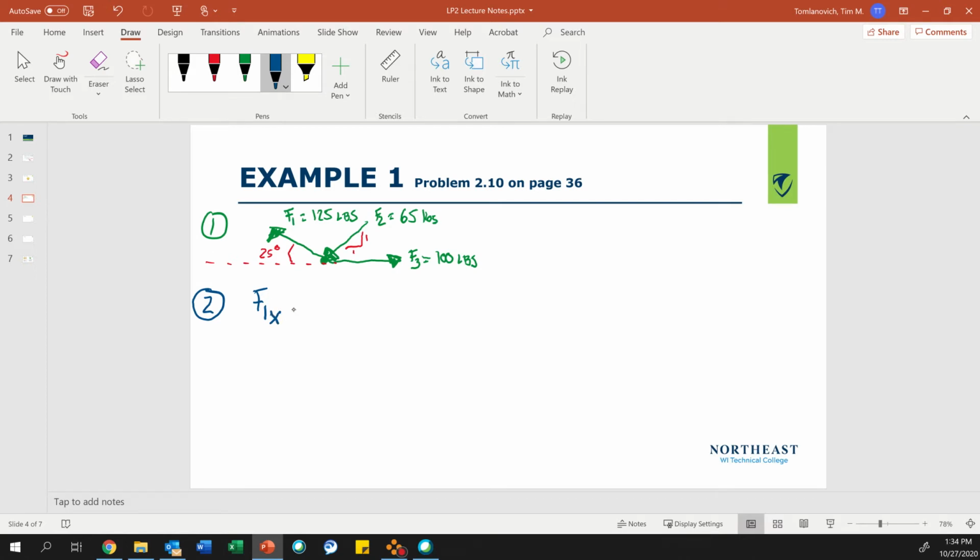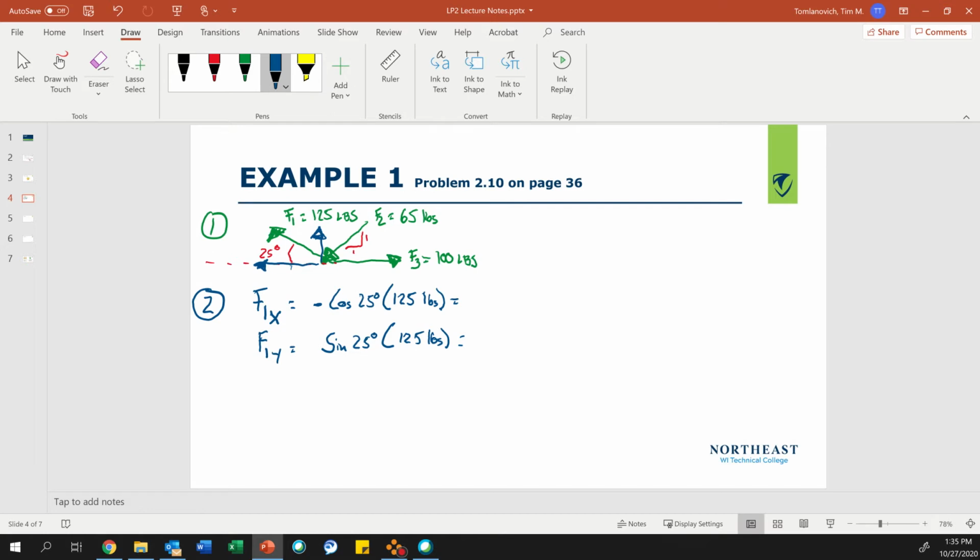They call F1x equals negative, because if I look here, here's x, here's y. So the sense of my x force is negative. Negative cosine of 25 degrees times my hypotenuse, 125 pounds. F1y, the force in the y direction, is positive, okay? Because my blue vectors here surround my F1 resultant vector. So that's sine of 25 degrees times 125 pounds.